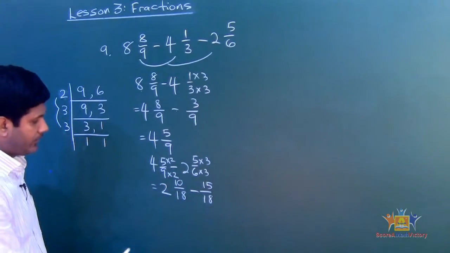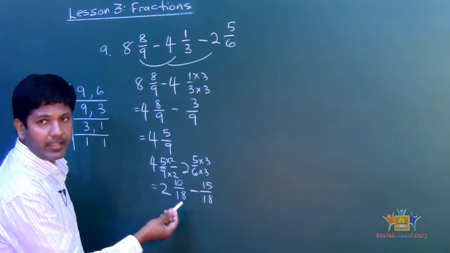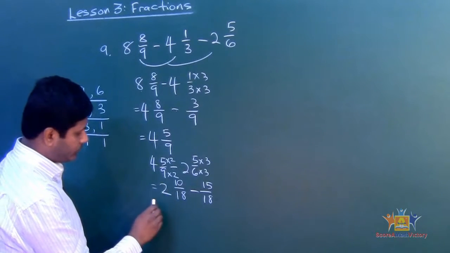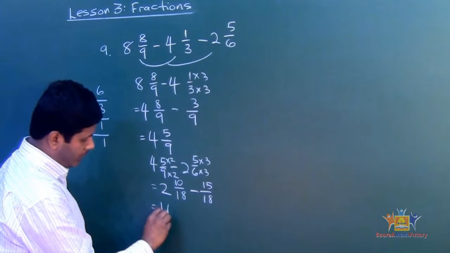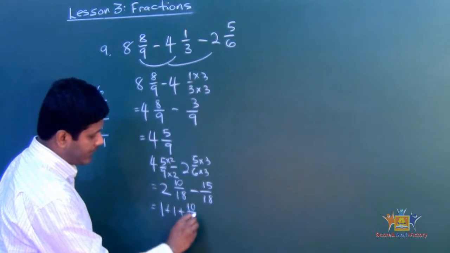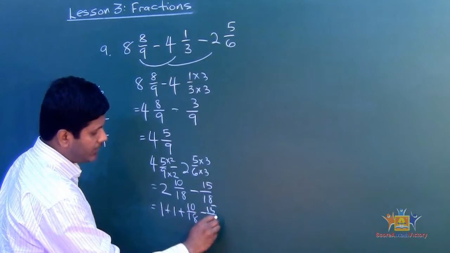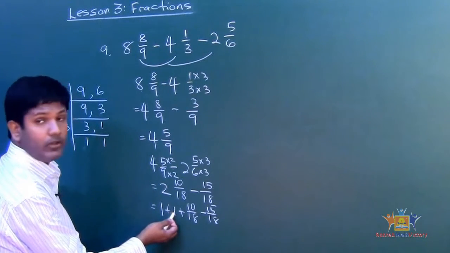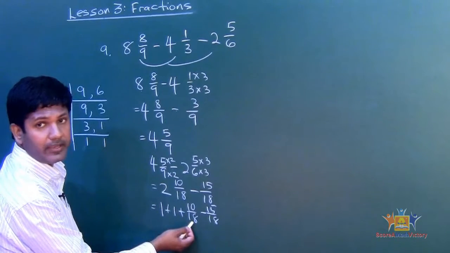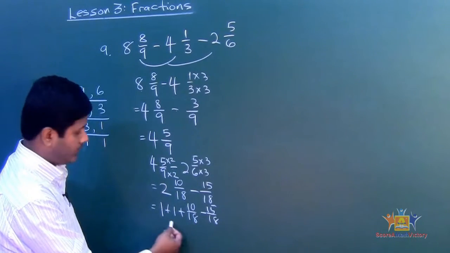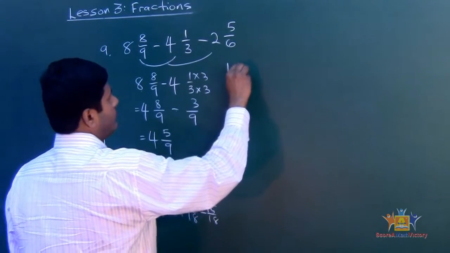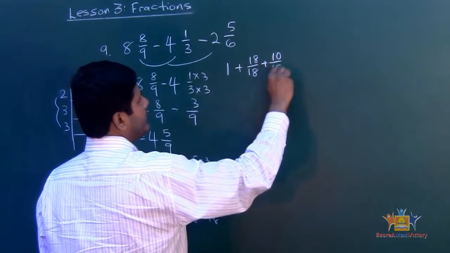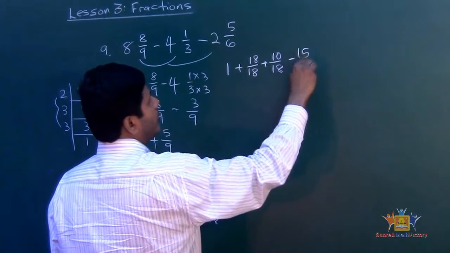See that? But now look at this. 10 minus 15, I cannot. So I have to borrow from 2. So I borrow 1 from 2. So that means 1 plus 1 plus 10 over 18 minus 15 over 18. This 1, I change it to what? Very good, 18 over 18. Why? Because the denominator is 18. That means I can combine them. Alright, so I'm going to write down here: 1 plus 18 over 18 plus 10 over 18 minus 15 over 18.